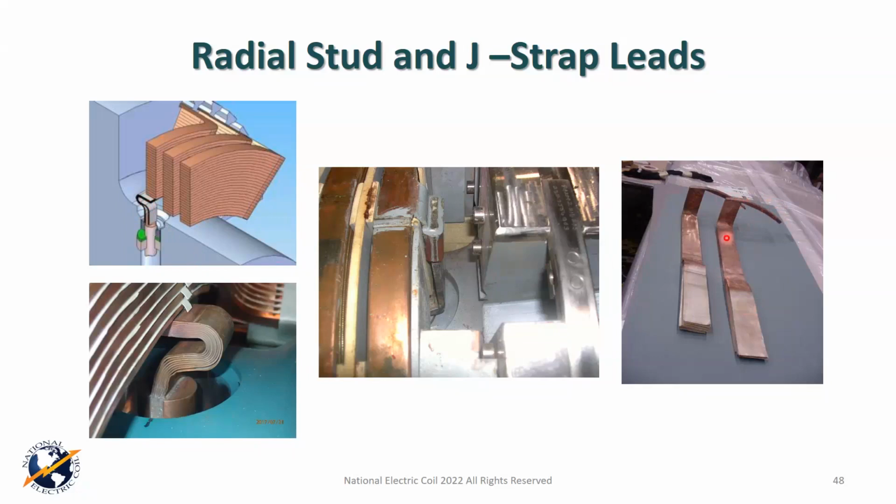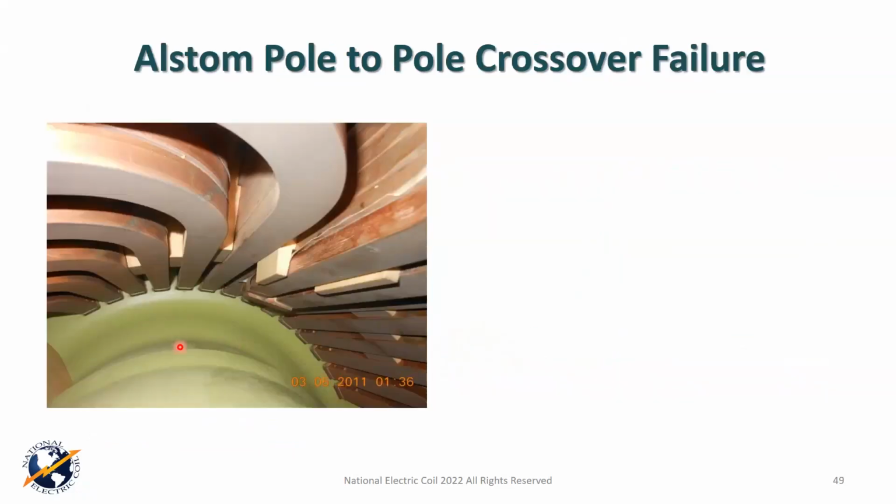Here's the hook, nice gentle radius. It gets wedged into the surface of the shaft. And in this area, either gets brazed or bolted on to a radial stud and so on up in this area. Now, again, talking about the Alstom units, we got to have a connector that goes from one pole to the next.